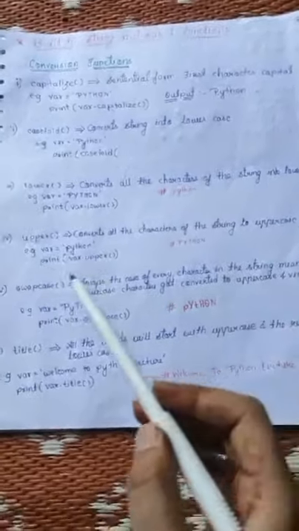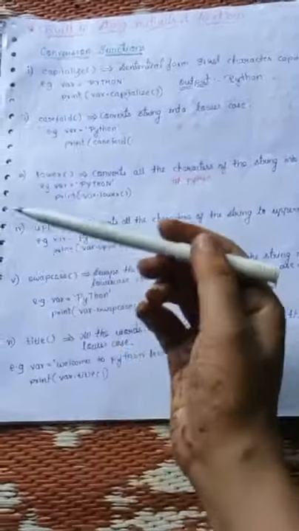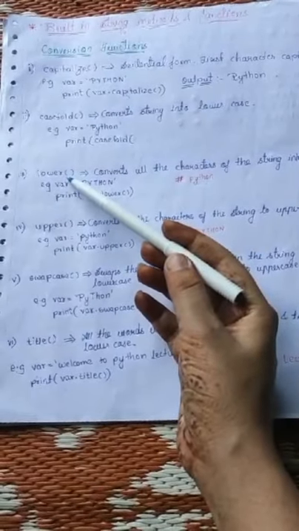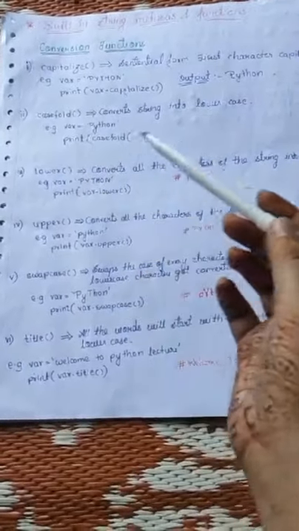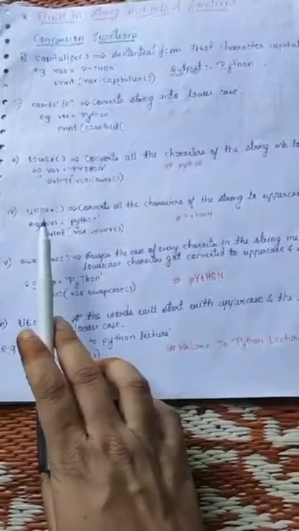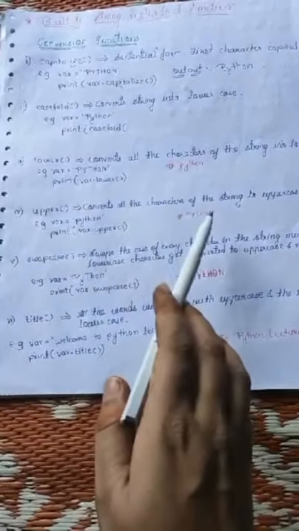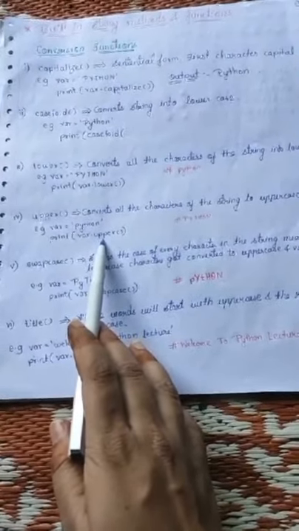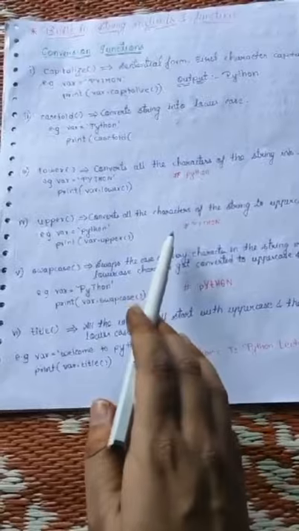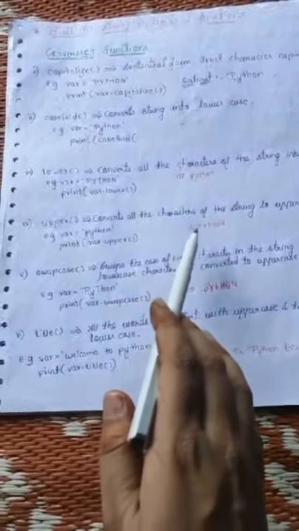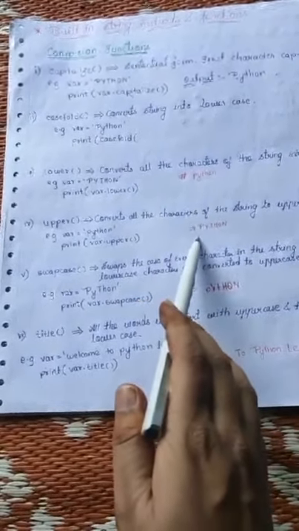See the next example, upper. Definitely you might have understood now. If lower is going to convert into lower case, upper is going to convert into upper case. That means whichever string you are passing and you call the function upper over it, it is going to convert all the alphabets or characters into upper case.